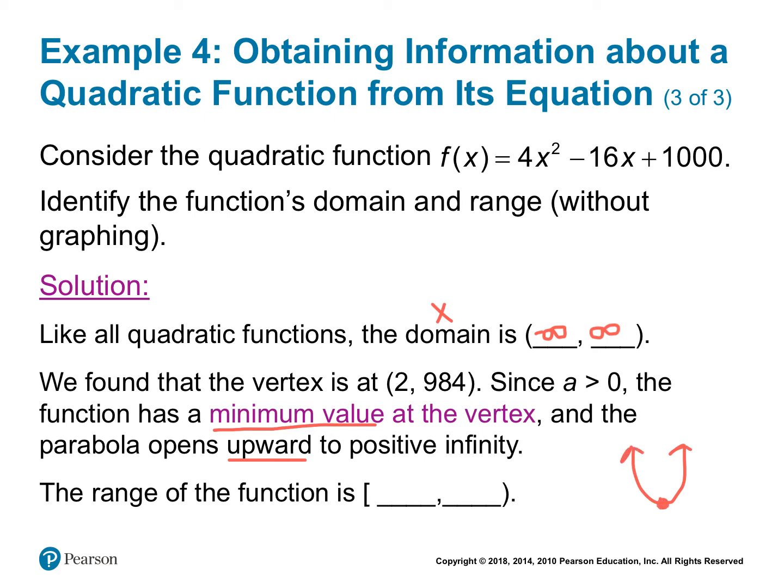So imagine this is the vertex, it's 2, 984. This is definitely not drawn to scale, but just imagine it's 2 over and then it's going to be way up. Maybe I'm going to count by hundreds or 500s on the y-axis. So the range is going to, the bottom y value, that's 984. And then it goes all the way up to +infinity. So sometimes drawing a visual, I think, helps make sense of these problems a little better.